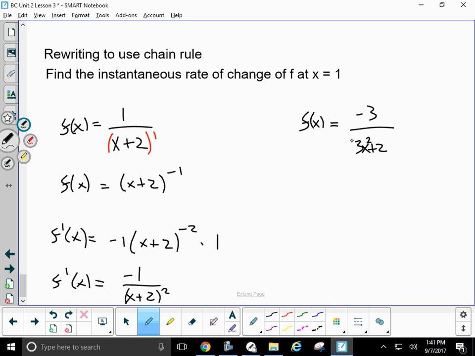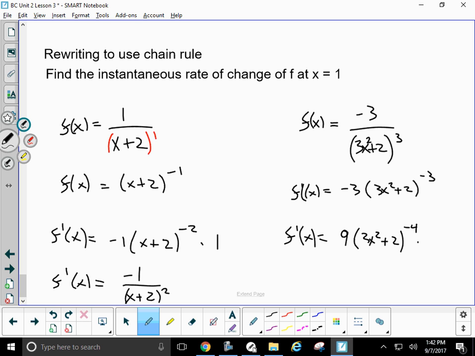Okay? So this guy, let's say this is negative 3 over 3x squared plus 2 cubed. I wouldn't use the quotient rule because I'd have to use the quotient rule and the chain rule. Instead, I would rewrite this as negative 3 times 3x squared plus 2 to the negative third, and then take the derivative. I'm going to do this all at once and see if you can follow along. So it would be positive 9, 3x squared plus 2 to the negative fourth times 6x.